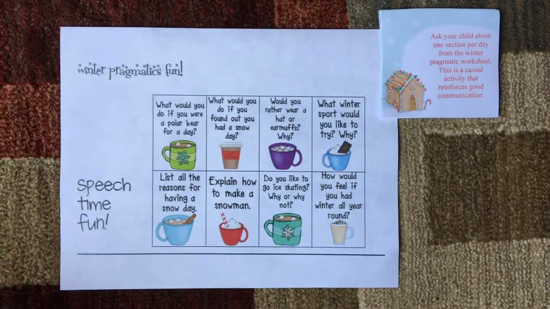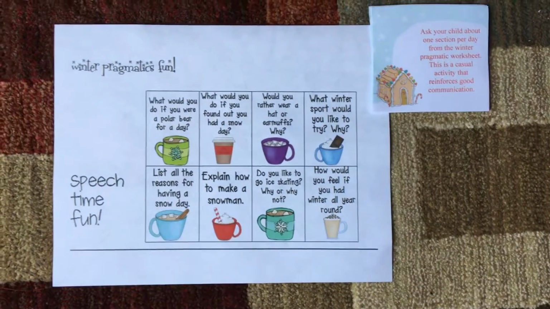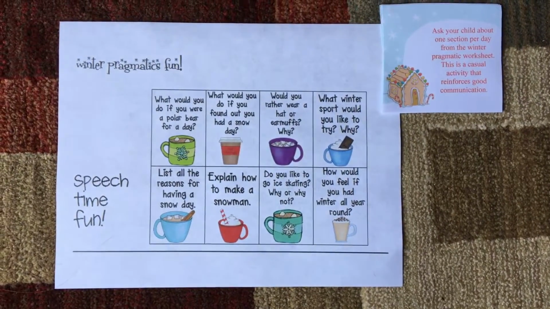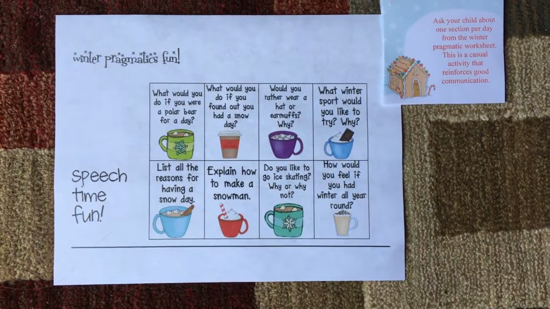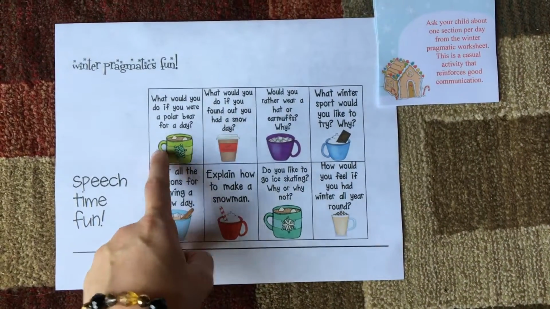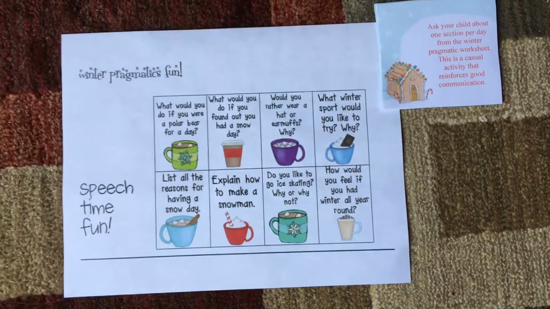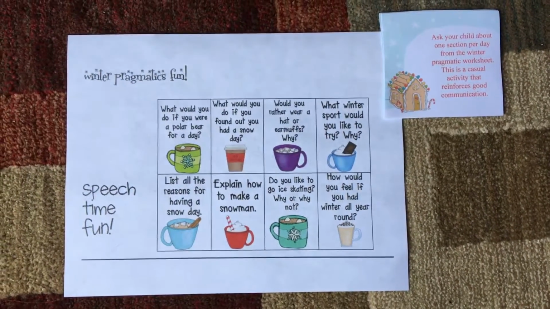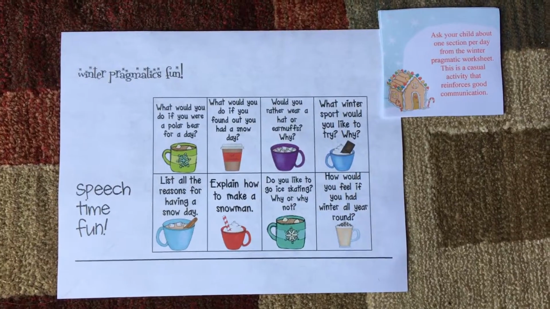This is Activity G. This worksheet addresses conversational skills, abstract thinking, and inferences. Please ask your child one section per day. This can be done any time of day and does not have to be done in any formal way.